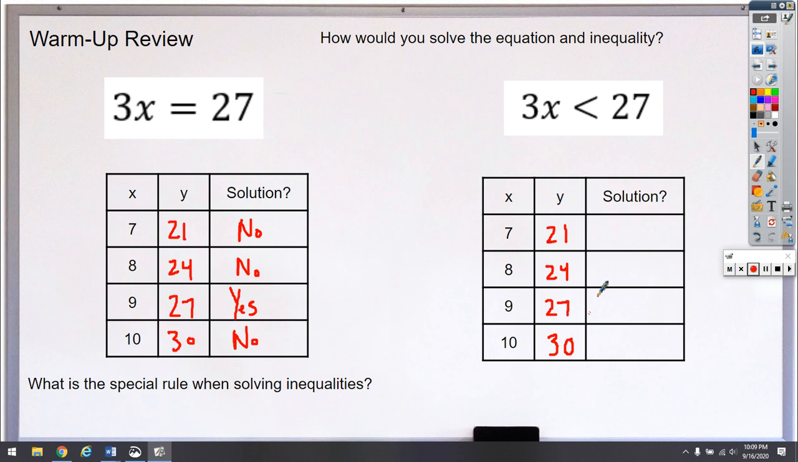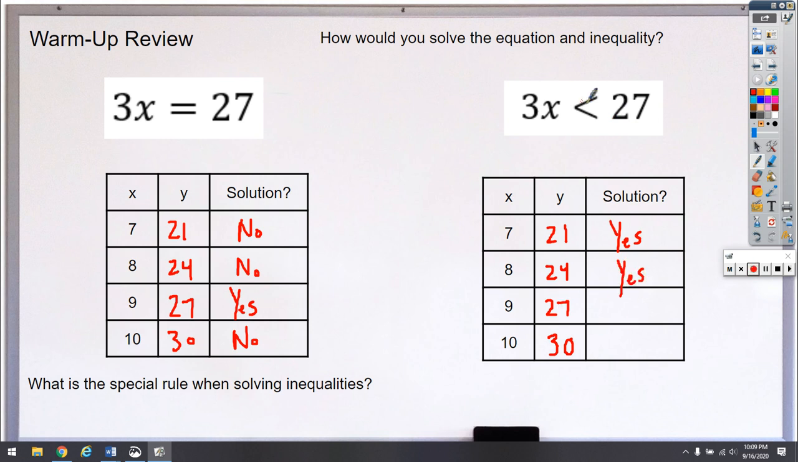Now, would 21 be less than 27? And the answer is yes. So that would be considered a solution for this particular inequality. If I use the 8 and I get 24, is 24 less than 27? And again, I have another yes for this.